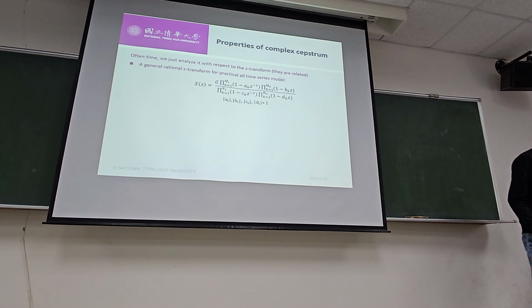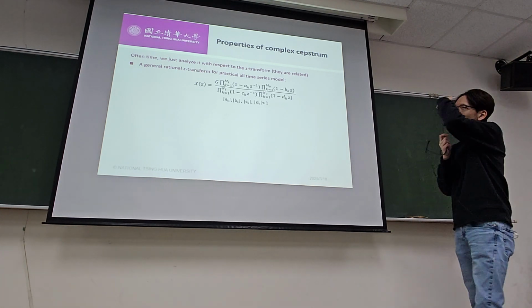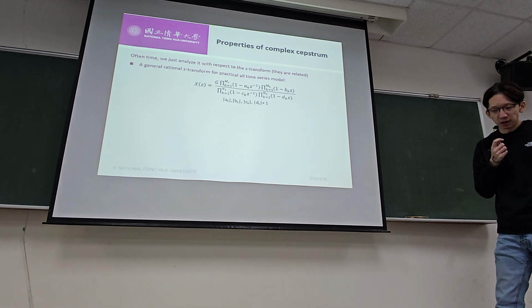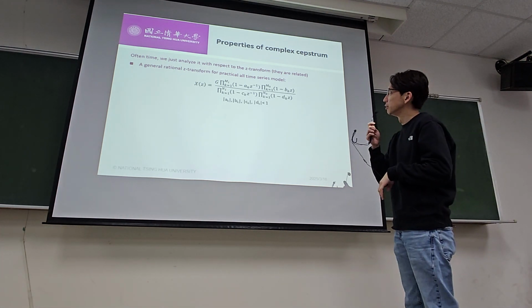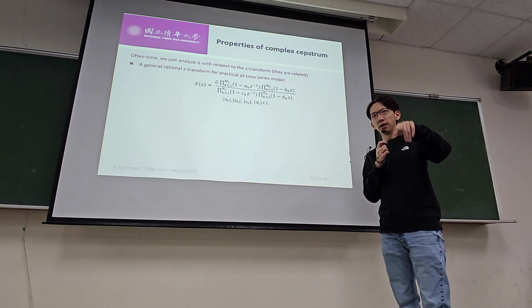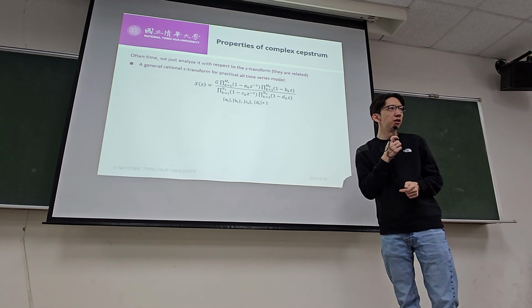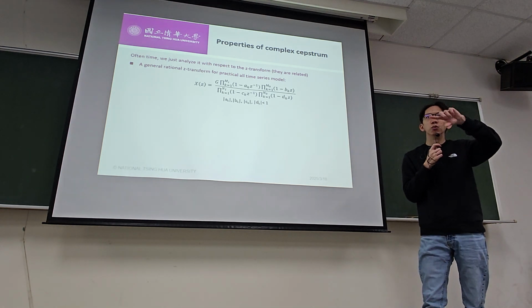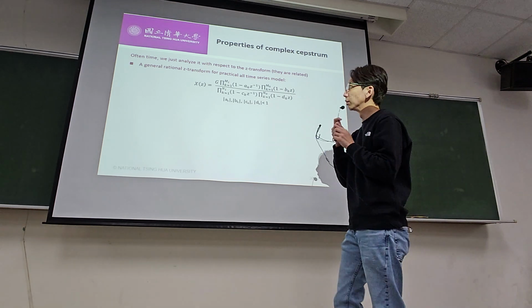We can talk about various properties of the complex cepstrum. Like I said, oftentimes when we first design in terms of the Fourier transform, we usually analyze with respect to the Z transform. They're closely related. Fourier transform is just the Z transform where you only look at the amplitude of one around the circle, right? Everything else is the Z plane.